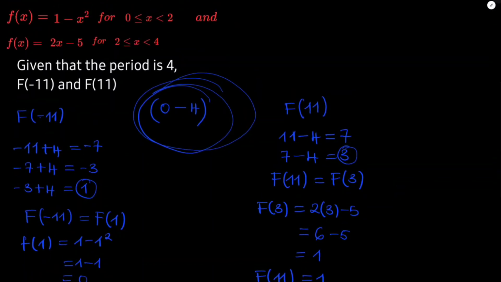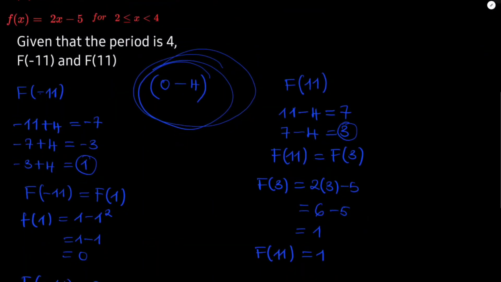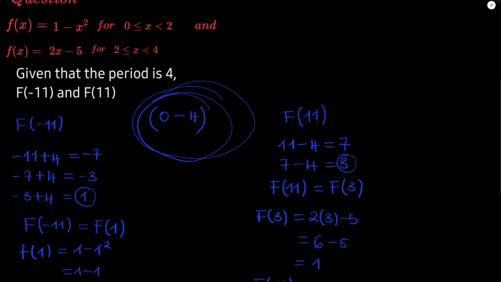So that is what we do. If we are given a number which is not in the general range, then we have to break the number down. We add or subtract our period from that number until it gives us another number which is in the range.